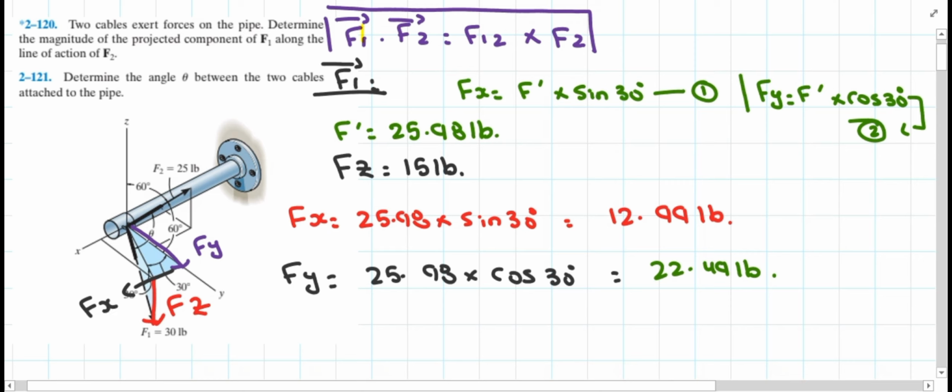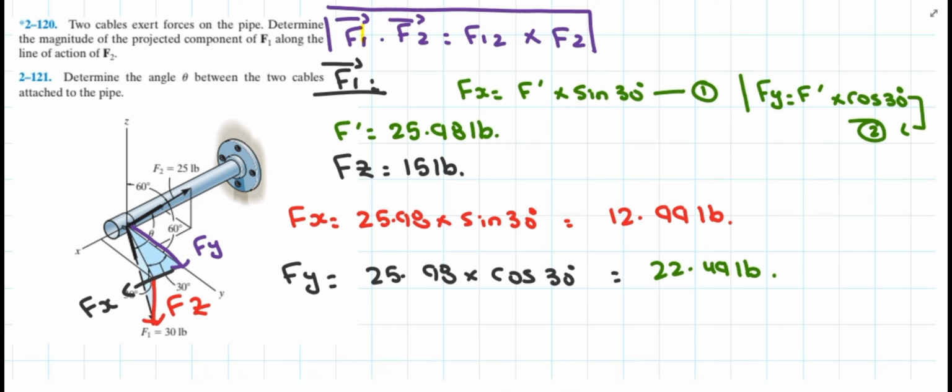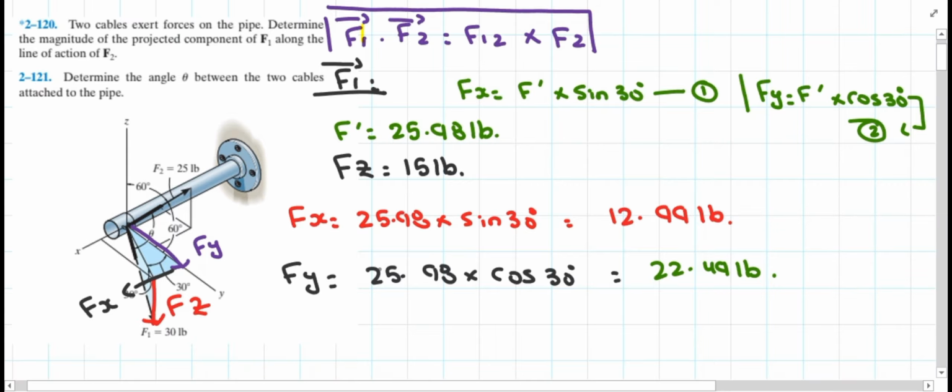So only the fz component of the f1 vector is negative here, and the rest of them are positive. So the directions of fz, fx, and fy can be written as fz equal to negative 15 pounds k cap, fx equal to positive 12.99 pounds i cap, and lastly fy equal to positive 22.49 pounds j cap. These are the Cartesian components of the force F1.